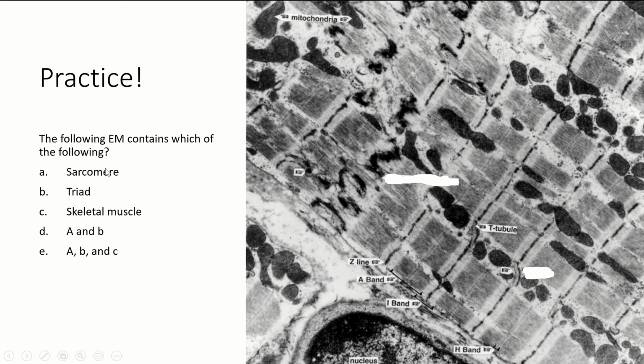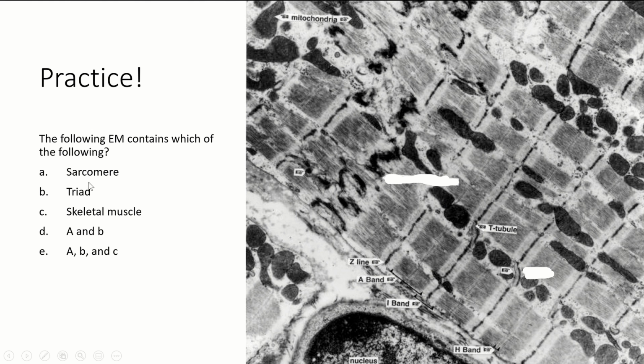Okay, here we go. The following EM contains which of the following? So sarcomere, yes, it contains a sarcomere, right? Because this is obviously striated muscle, right? You can see this repeating pattern. And remember, this repeating pattern is called a sarcomere. So this line right here in the middle of an I-band, and this line right here in the middle of an I-band, these are our Z-discs or Z-lines. And so from one Z-line or Z-disc to another is one sarcomere, right? So it does contain sarcomeres.